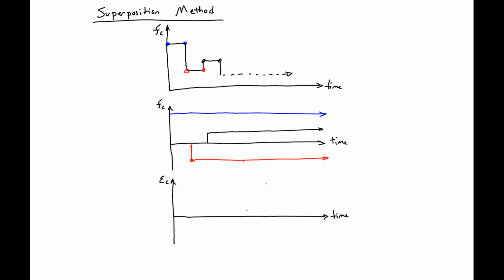And what we can do then is say that each one of these applied stresses in the second figure is going to result in some kind of strain. So in each case we're going to have an elastic strain first, and then a creep strain over time. And then in the second case we'll have an elastic strain first, and then a creep strain over time. And then in the final case we'll have an elastic strain first, and then a creep strain over time.